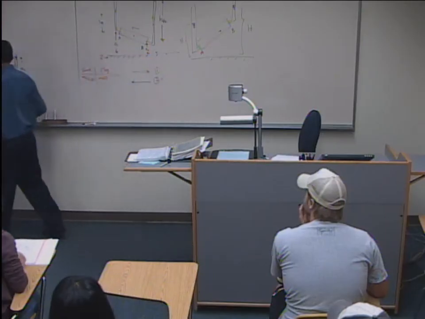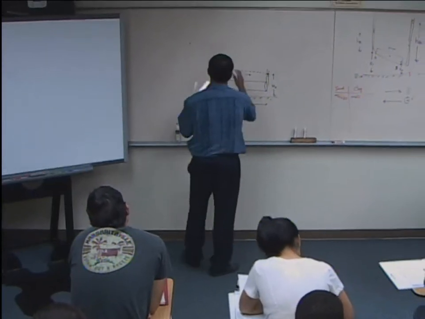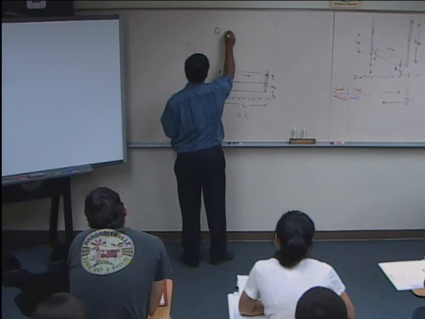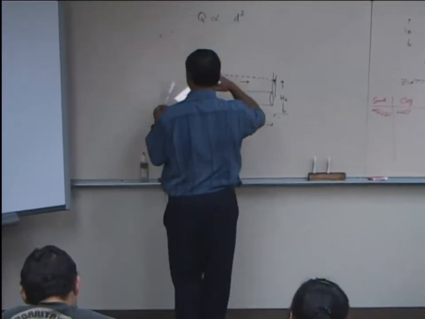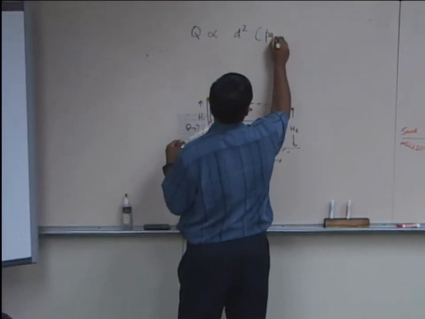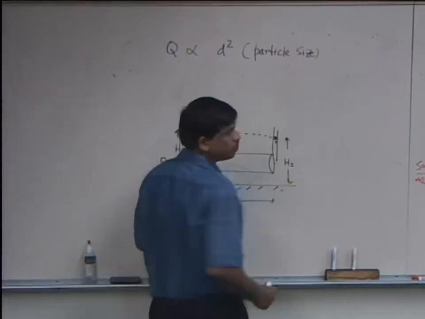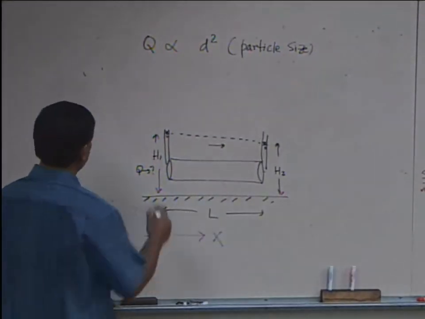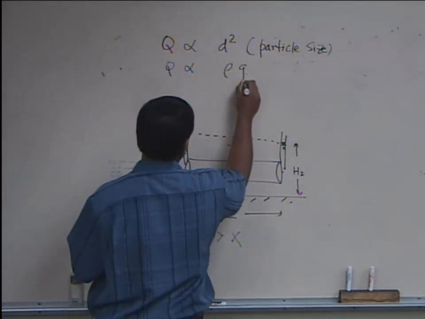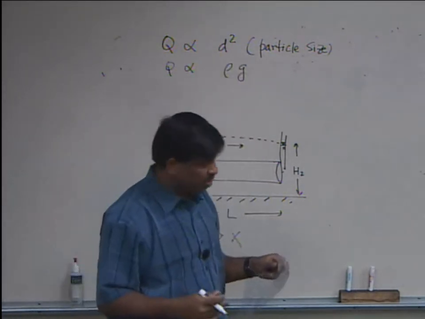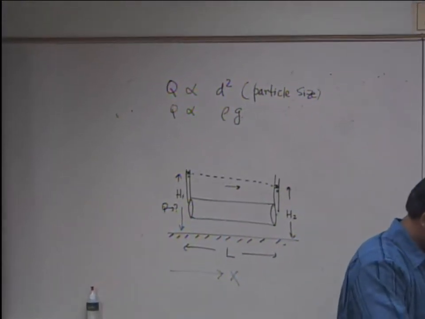Okay, so he repeated the experiments and found Q is directly proportional to the square of the diameter of the particle. And he also found Q is directly proportional to the density of the fluid. He ran it with different fluids. Actually, he did not do all these experiments. Later on, people found that out.